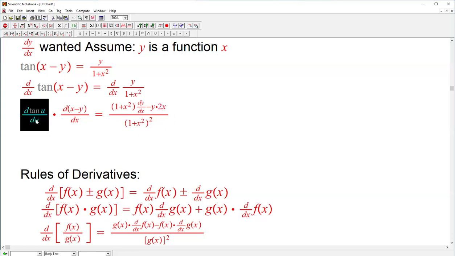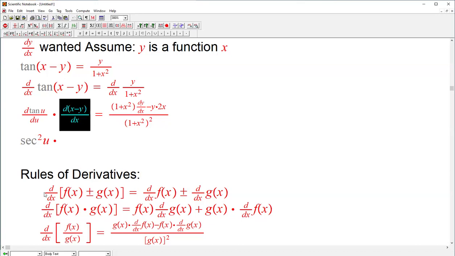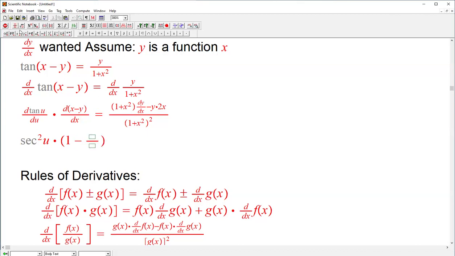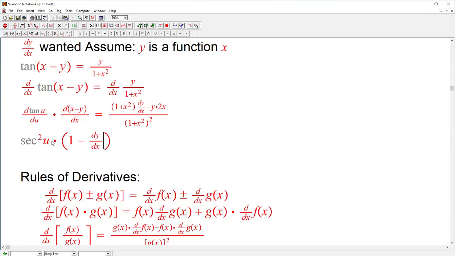Now, okay, so let's look at the left-hand side. Left-hand side, we're going to get secant square u. Okay, multiply, and we're going to apply the difference of derivatives, right? So this is going to give us the derivative of x, which is 1, subtracting, and that's dy dx. We might just replace u by x minus y here. So the left-hand side is finished by this time, the derivative part.